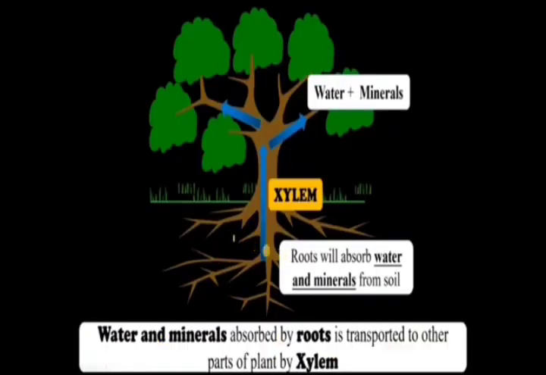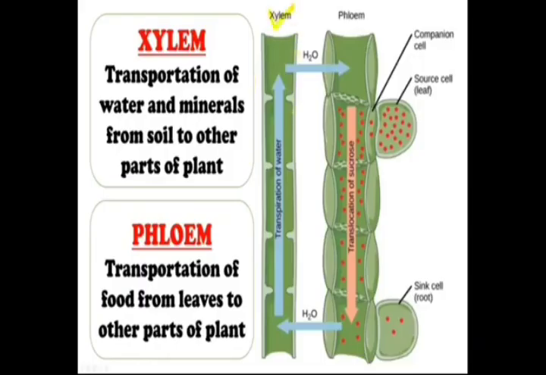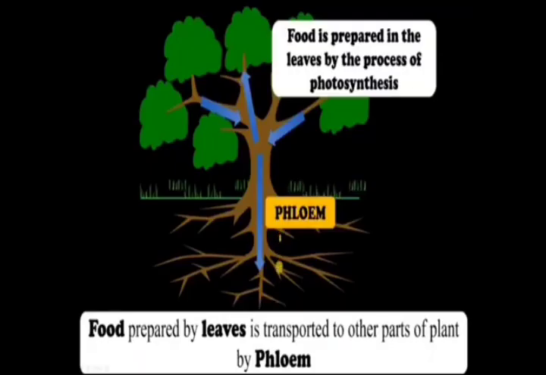Look at here. Water and minerals which are absorbed by the roots will be carried through the stem to different parts of the tree. Inside the stem you can see xylem. This xylem helps to conduct the water and minerals through different parts of the plant. This is the xylem tube inside the stem, which helps to transport water and minerals from soil.